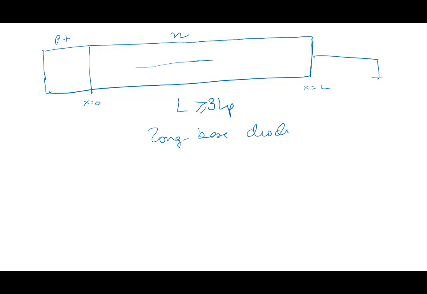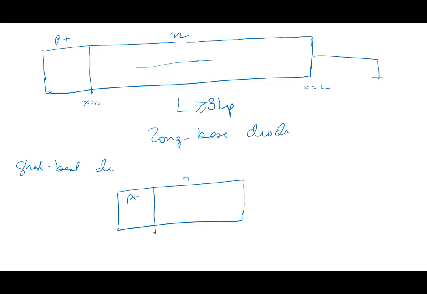What you can make is a short base diode. Why make it so long? So suppose we make a diode like this: P plus and N, where this is x equal to 0 and this is the thickness of the diode, L, and L is much less than Lp. Why make L such a large value? Make L much smaller than Lp. Now what happens? So it's a very different diode, right?